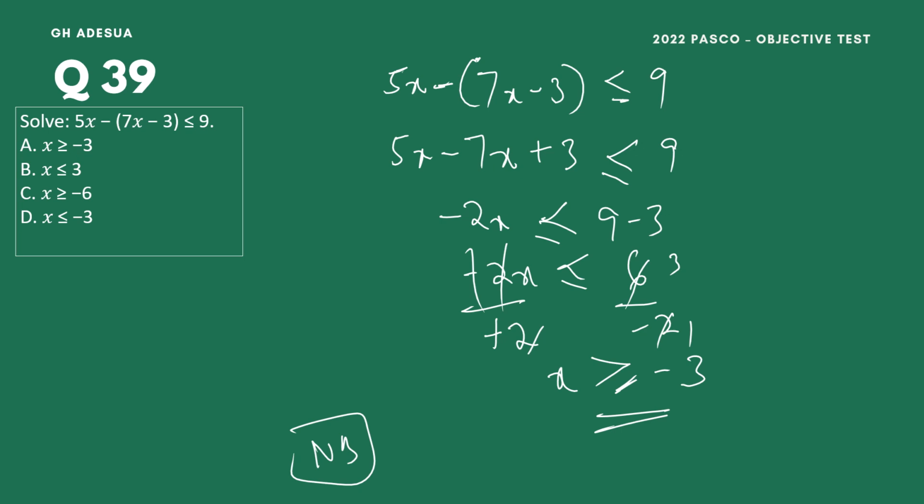Note that for inequality, when you divide through by a negative, the inequality sign will change to the opposite. That is, in this case, from less or equal to, to greater or equal to. So we look through the answers and we realize that the answer is A.